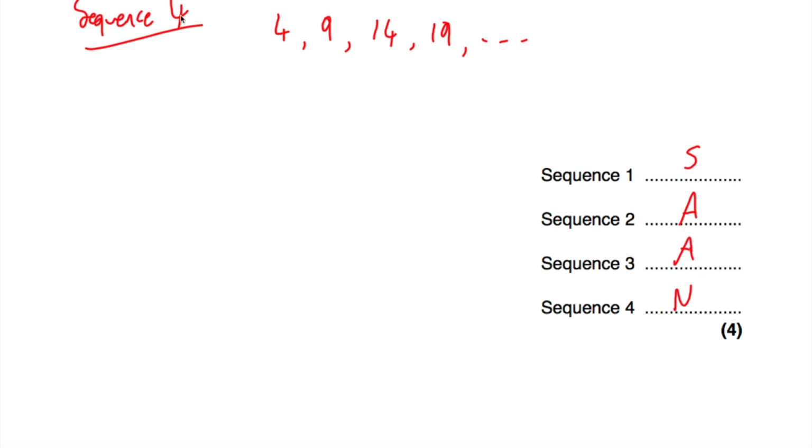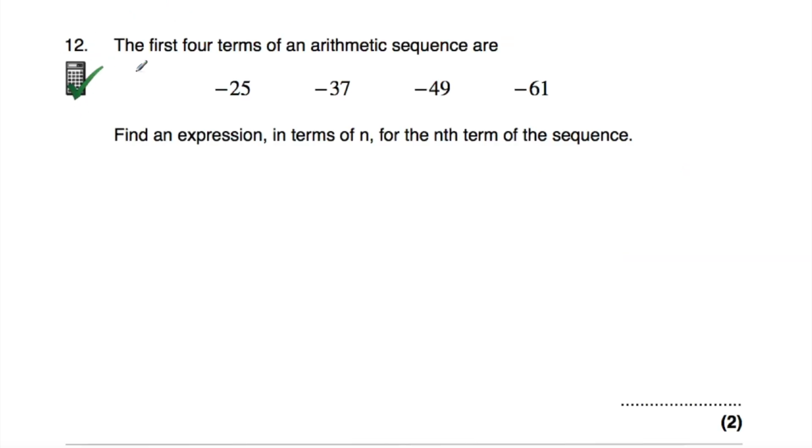And that's it. Okay, so let's have a look at our next question, question number 12. Question number 12 says the first 4 terms of an arithmetic sequence are negative 25, negative 37, negative 49, and negative 61. And we've been asked to find an expression in terms of n for the nth term of the sequence.